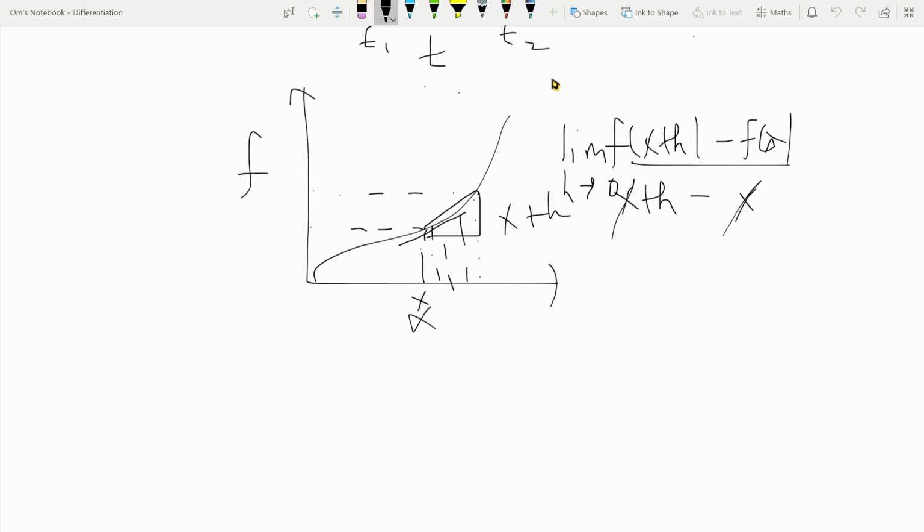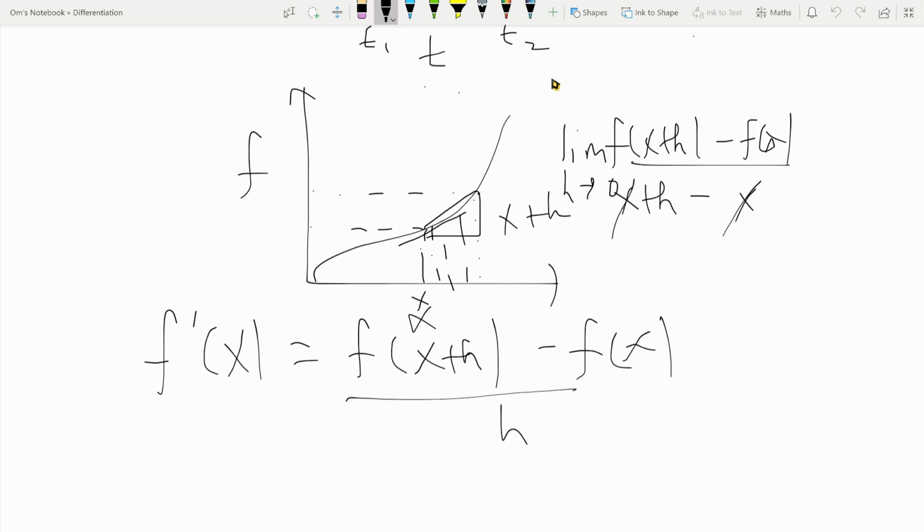So let me just state that again. f dash of x, that is the derivative of the function or the rate of change of the function at that particular time. Or if you still like the speed analogy, it is the speed of the man at that particular time. That is equal to the limit as h tends to 0 of f of x plus h minus f of x, divided by h. And this is the derivative basically.